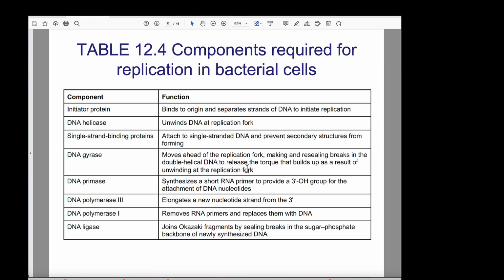Table 12.4 is a very helpful table because it's listing out all of the components required for replication in bacterial cells and their function. Okay, we've already gone over these, but I want to point this out so that you can use this as a study tool to study replication.